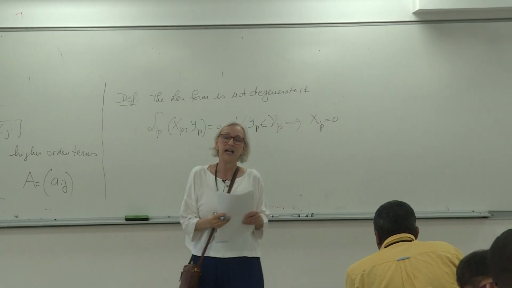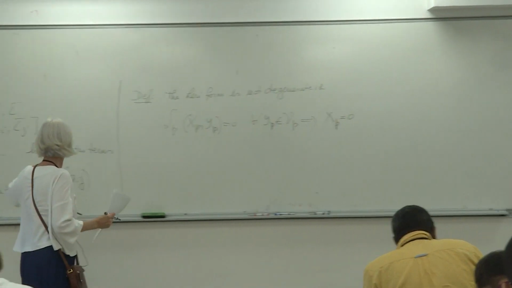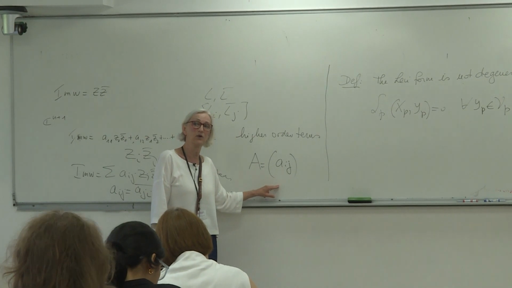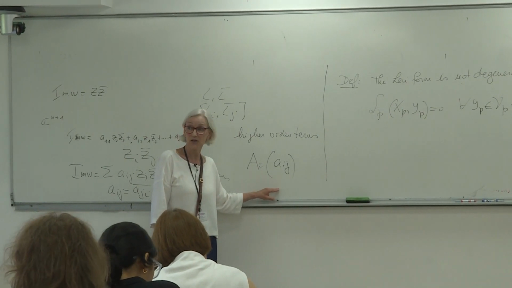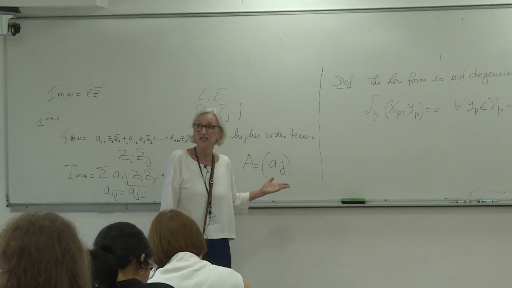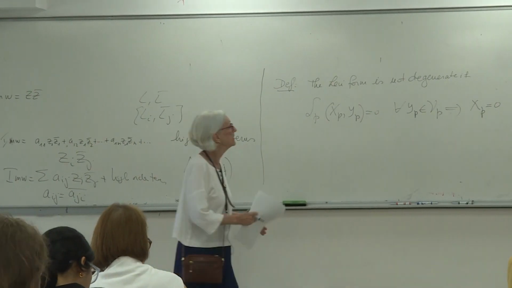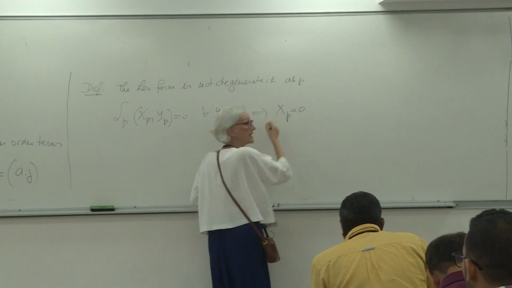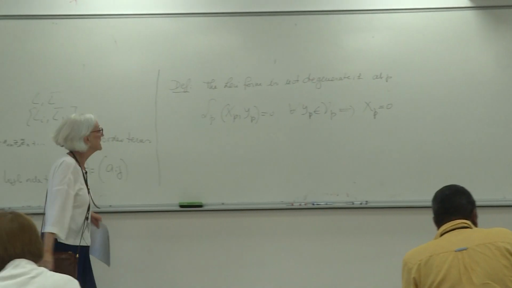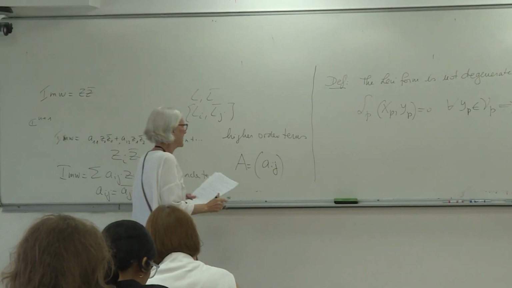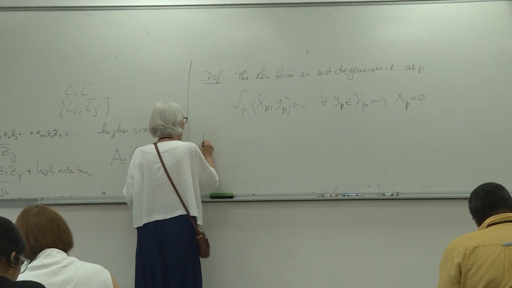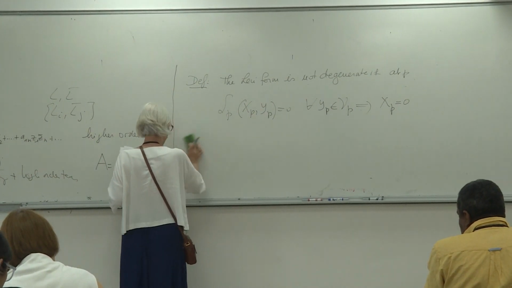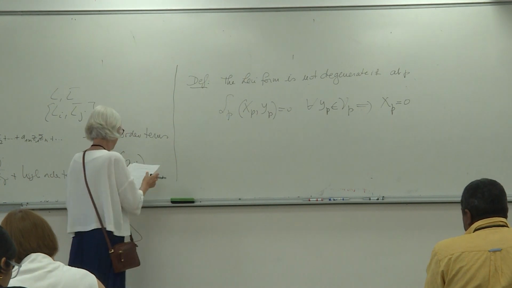Okay? That means that the determinant of this has to be how? At 0? Non-zero. If it's non-degenerate, it's non-zero at 0. Okay? At p, because you can look at p, but now I'm going to say p is equal to 0. So, example.